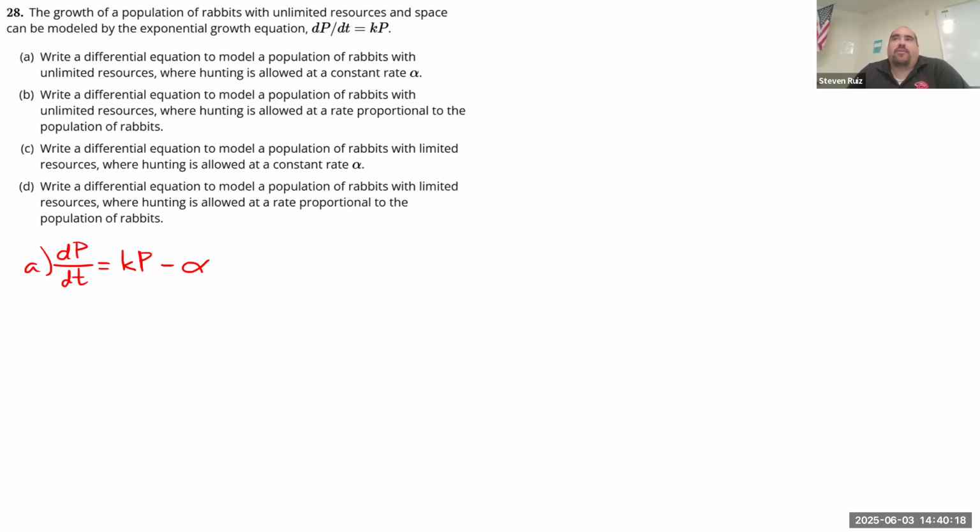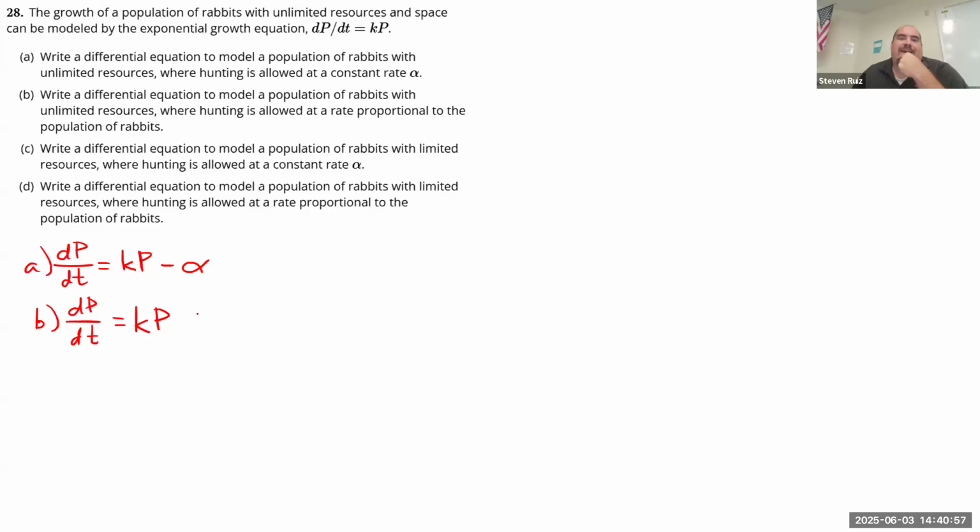It's a linear relationship, which is equivalent to saying the rate of change is constant, which is why when we think about our differential equation, that rate is a constant. It's simply a number. All right, moving on to part B, write a differential equation to model a population of rabbits with unlimited resources. So that part is dP/dt equals kP, simple exponential growth, where hunting is allowed at a rate proportional to the population of rabbits.